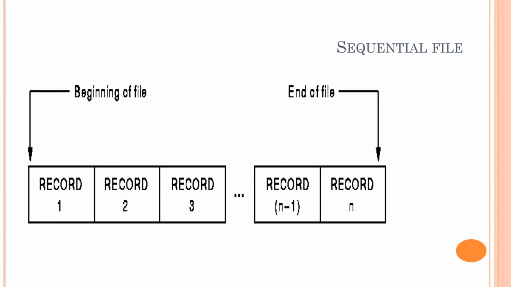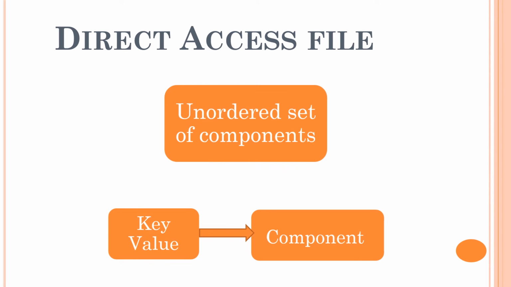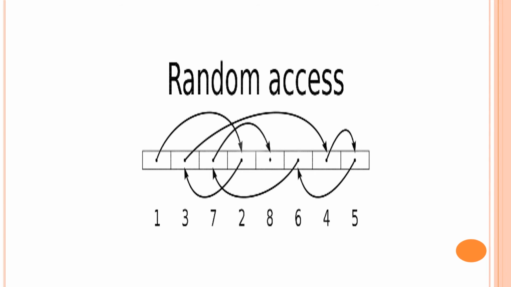The file can be accessed in sequential fashion, that is, record I minus 1 needs to be accessed before accessing record I. Next is direct access file. A direct access file is organized as an unordered set of components with a key value associated with each component. Any record can be accessed randomly using its key value.